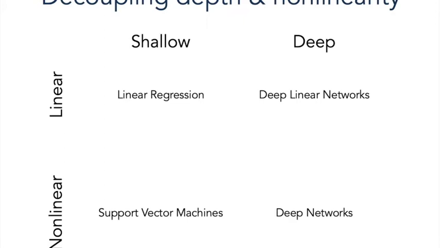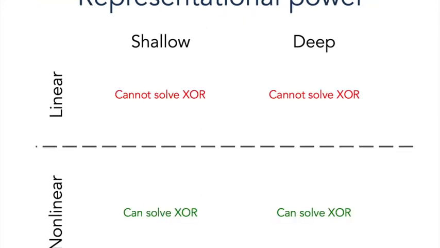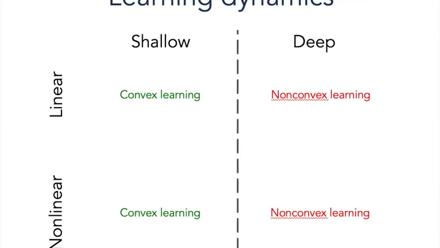And the interesting thing is that in terms of representational power, things split along this axis, right? So if you're trying to solve a problem like an XOR problem, the linear models will all fail, regardless of whether they're shallow or deep, but the nonlinear ones will all succeed, regardless of whether they're shallow or deep. But the learning dynamics split the other way, right? So in the shallow network, it doesn't matter if it's linear or nonlinear, you can formulate things, you get nice convex learning. But in the deep network, it's non-convex in both cases.